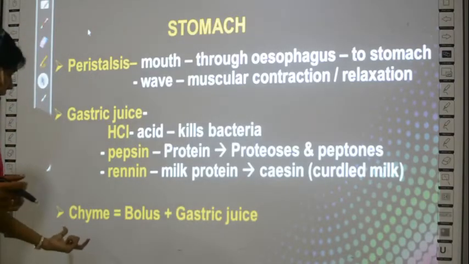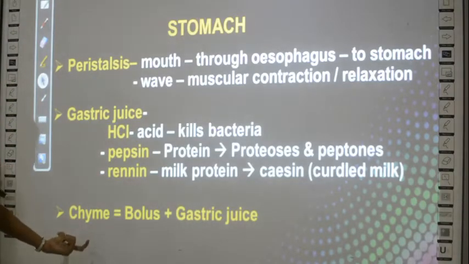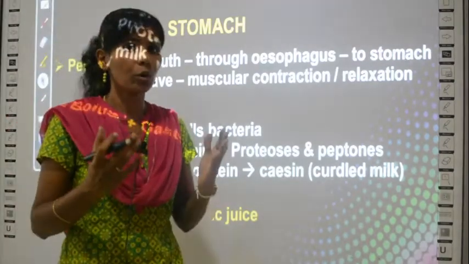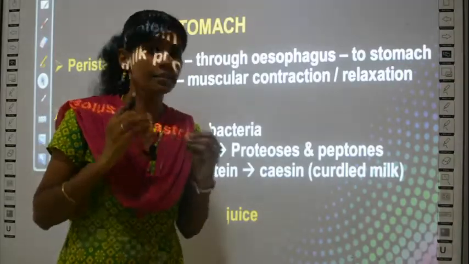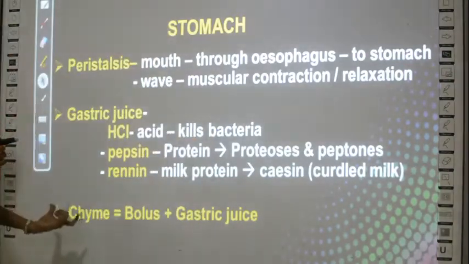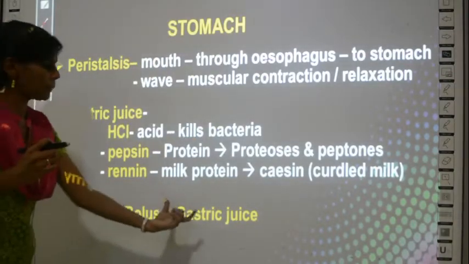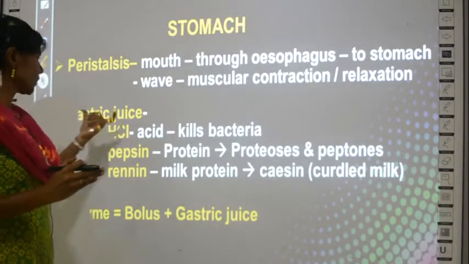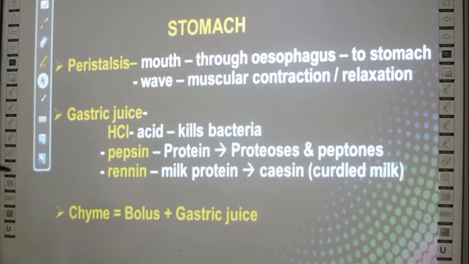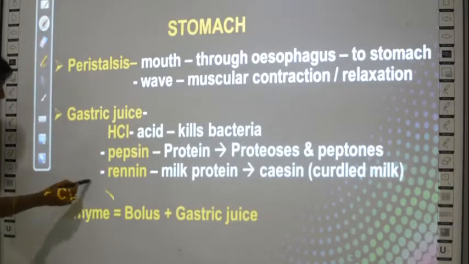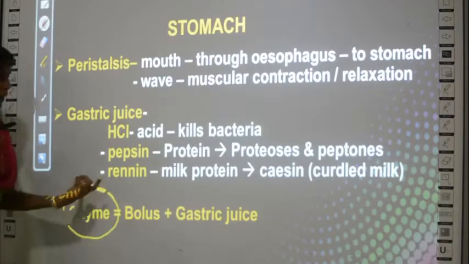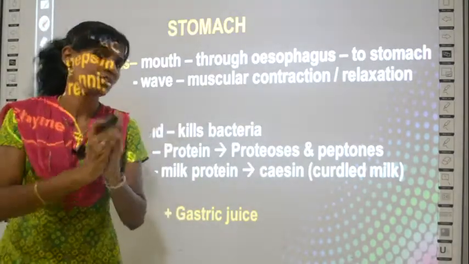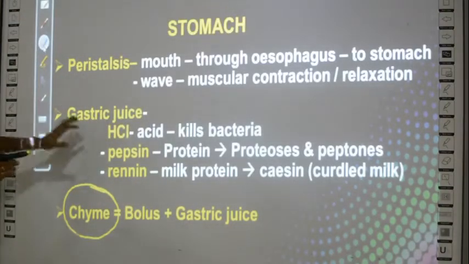And one more term, there is a term called chyme. Already you have learnt a term called bolus. What is bolus? Bolus is chewed food plus the saliva. What is chyme? Chyme is bolus plus gastric juice. When the bolus from the mouth mixes with gastric juice, it is called chyme. Chyme is equal to bolus plus gastric juice. This also you have to keep in mind.